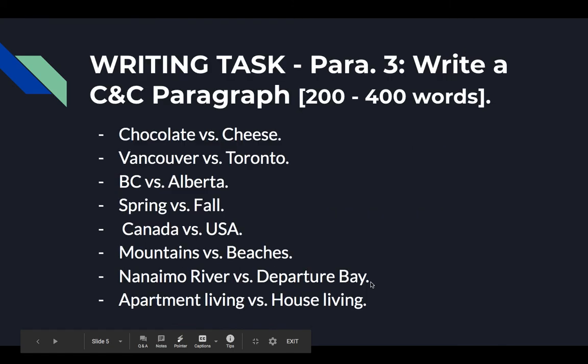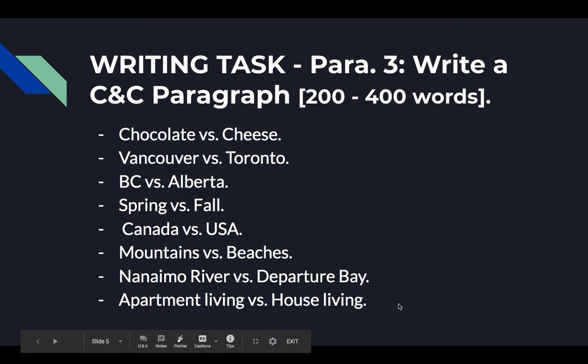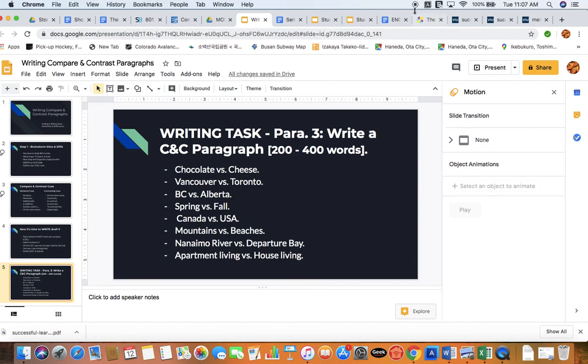Today's writing task will be to write our 3rd paragraph. You're going to write a comparison and contrast paragraph between 200 and 400 words. Here are the possible topics: chocolate versus cheese, Toronto versus Vancouver, BC versus Alberta, spring versus fall, Canada versus the USA, mountains versus beaches, Nanaimo River versus Departure Bay, or apartment living versus house living. Nothing too heavy or weighty, it's just a practice. Okay, so I'm going to exit this. Boom, that's our mini lecture, the first one for today. In a moment, I'll be doing my example.